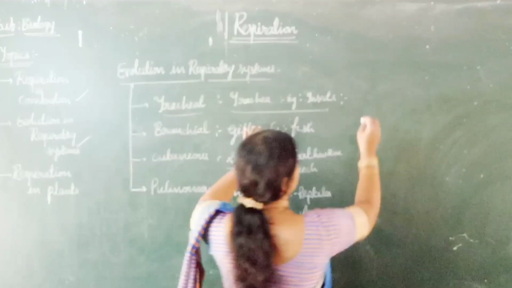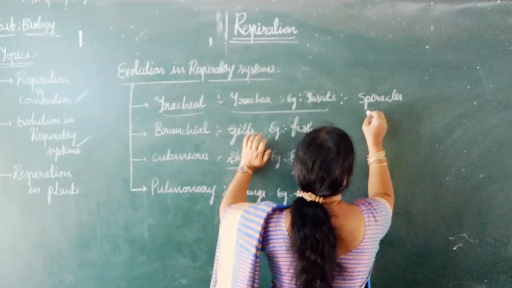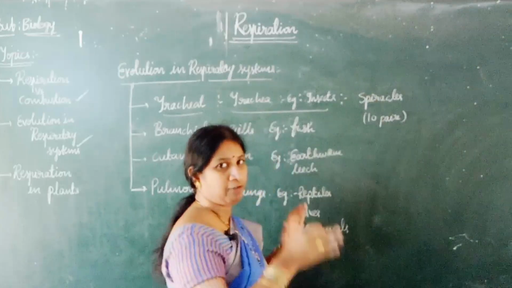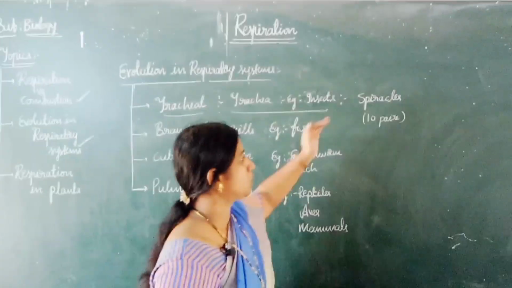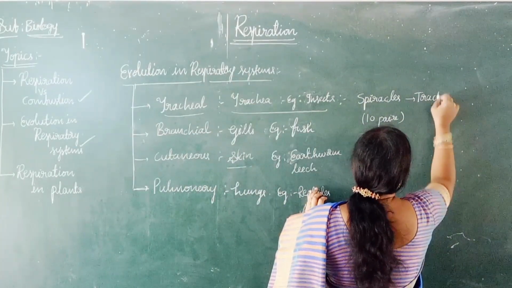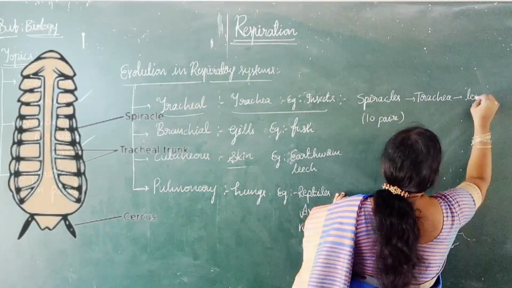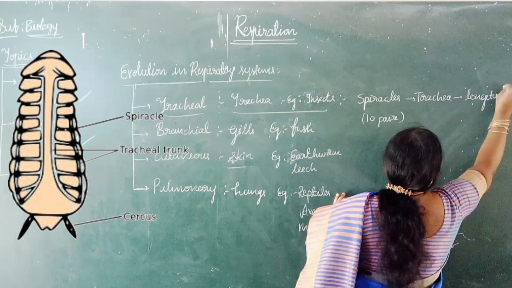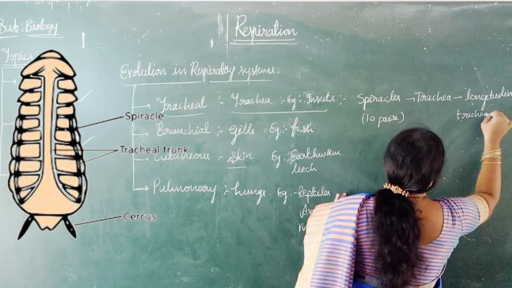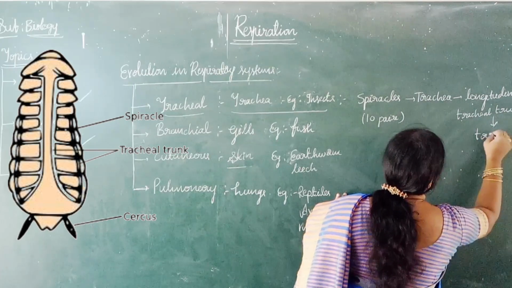Actually first it has fine holes which are called spiracles. Cockroaches have 10 pairs of spiracles. So both the sides of the body, they have fine holes which are called spiracles. Spiracles now open into trachea. Trachea, all the trachea together at the center form a longitudinal tracheal trunk. And from this it divides into fine branches called tracheoles.